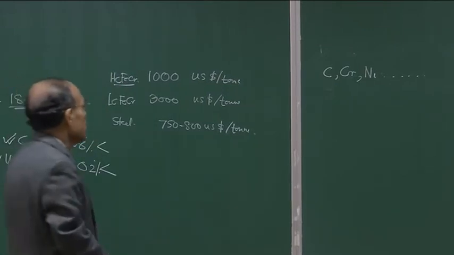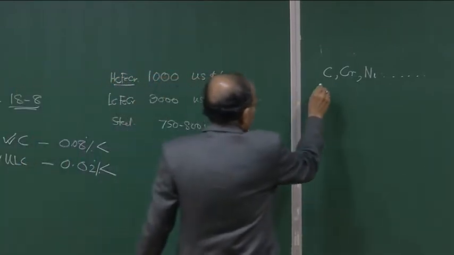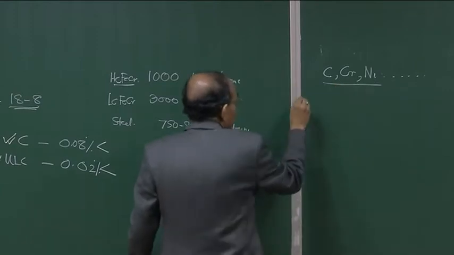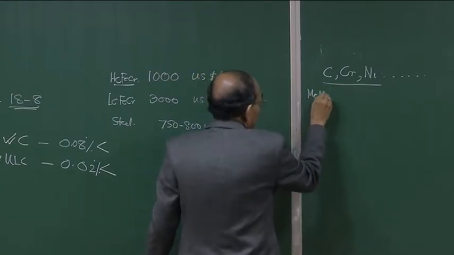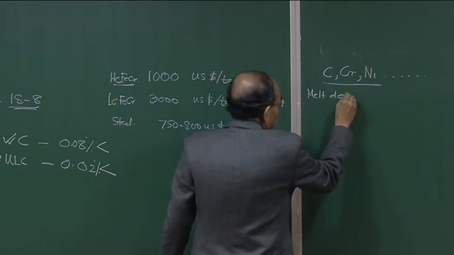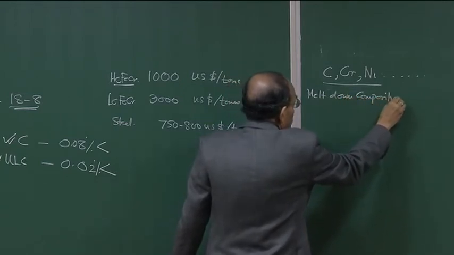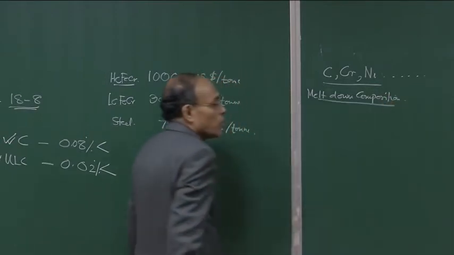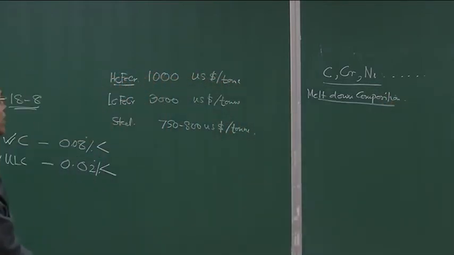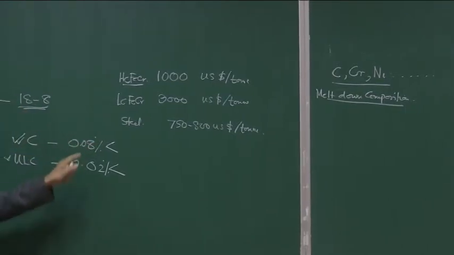So, in the electric arc furnace, you can melt, and this is the meltdown composition. Chromium is going to be less than 18%, nickel is going to be less than 8% and carbon is going to be significantly higher than 0.08%.